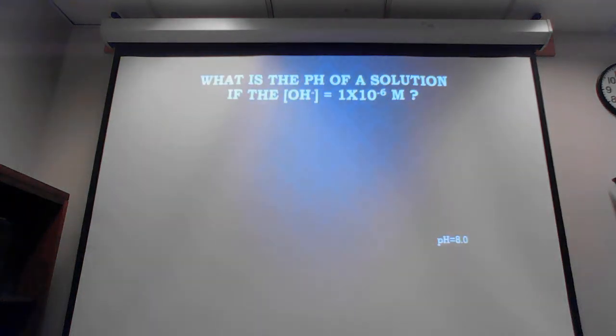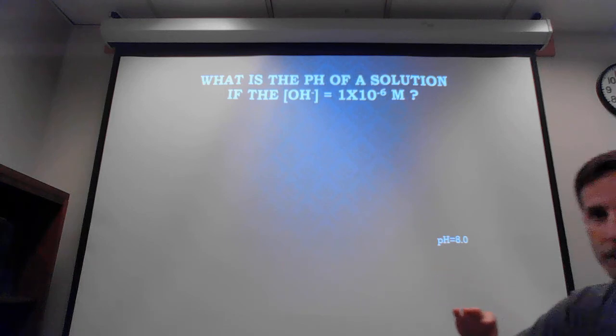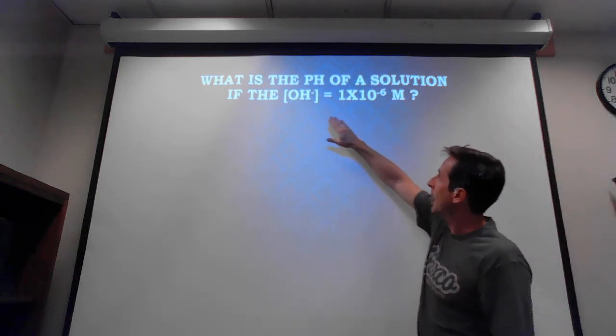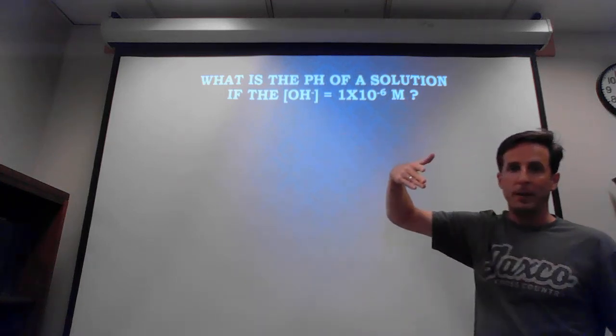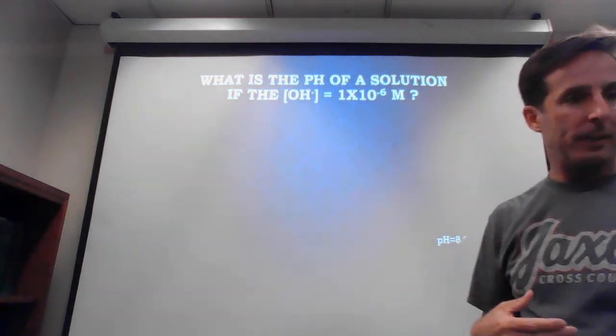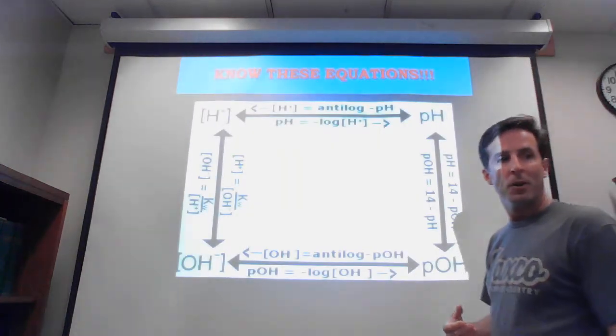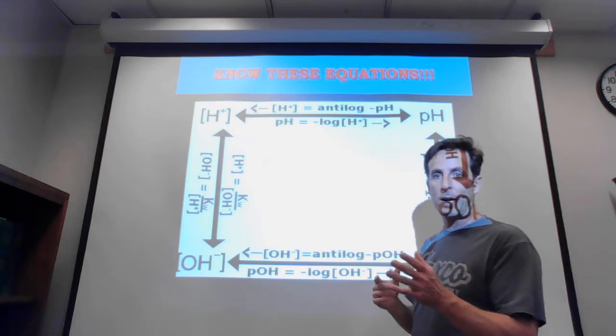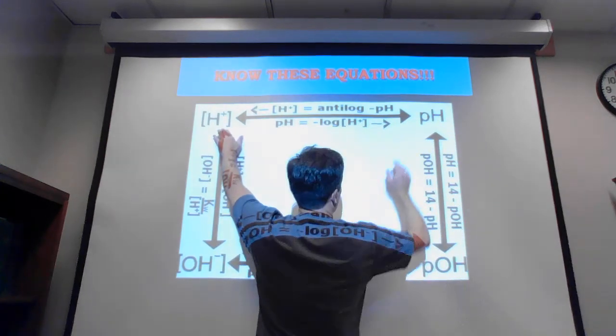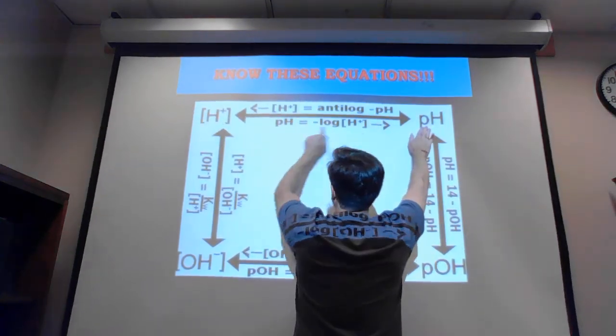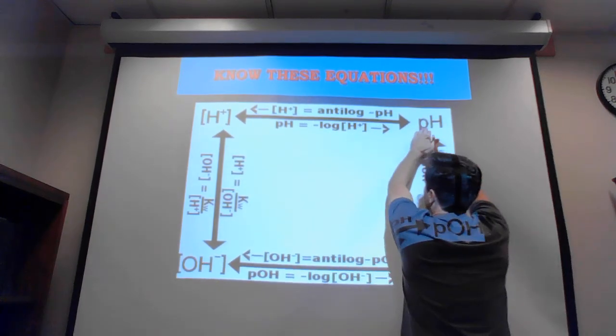All right, so what's the pH of a solution if the hydroxide concentration is 1 times 10 to the minus 6? Okay, so this is a different problem. Now we're doing hydroxide is given, and I want the pH. I'm going to go back to this slide. Notice, on the first problem we gave, they gave me the H plus, and I wanted the pH. I only did one calculation. I did the negative log of the H plus to get the pH.